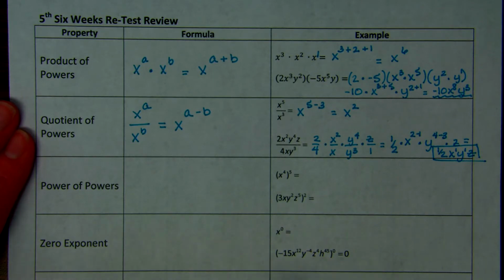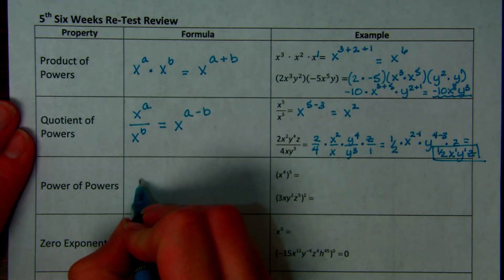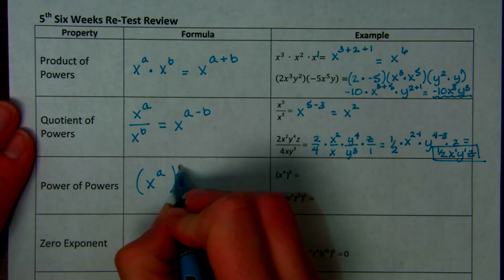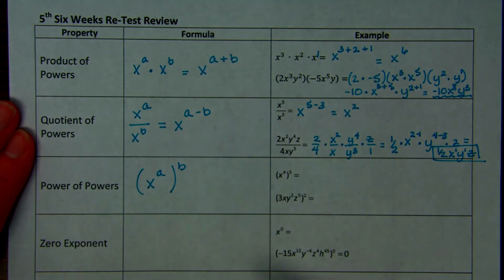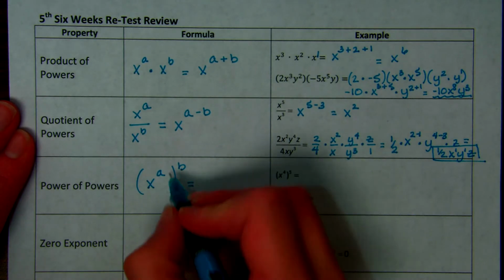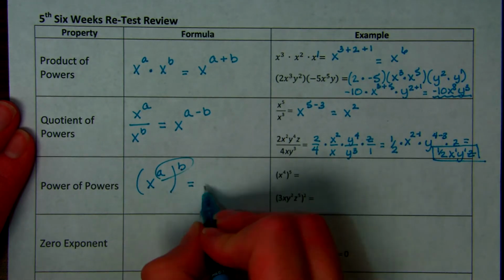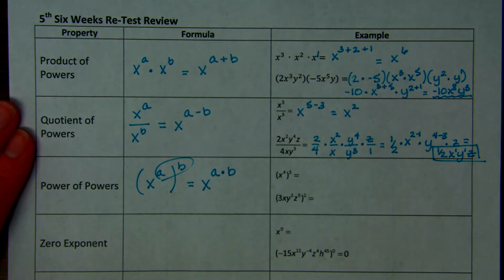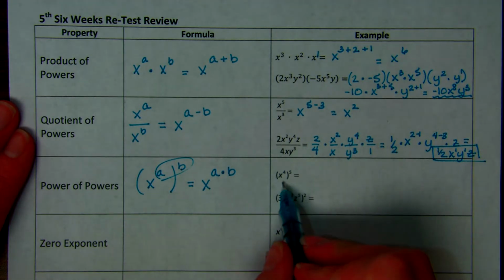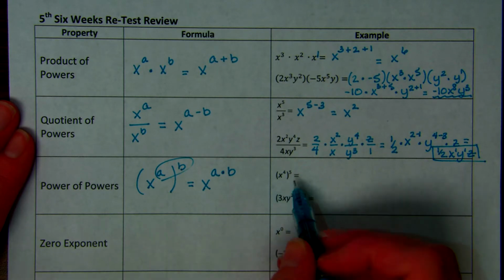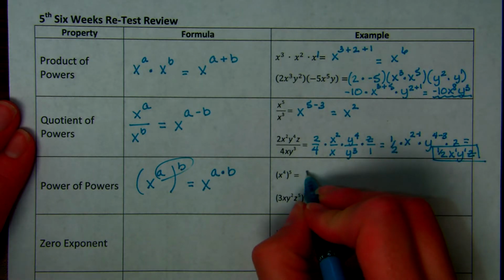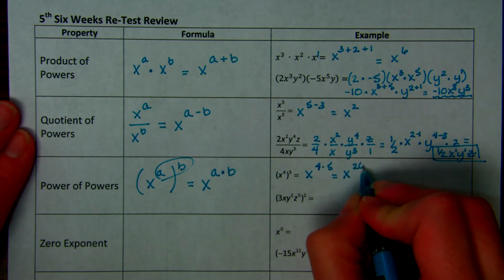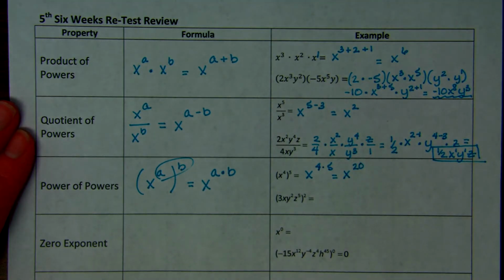There's the power of powers property, which says that if you have something with an exponent on it and you raise the whole thing to another exponent, you multiply those exponents. So this becomes x to the a times b. So right here, x to the 4th raised to the 5th power is x to the 4 times 5, which is x to the 20th power.